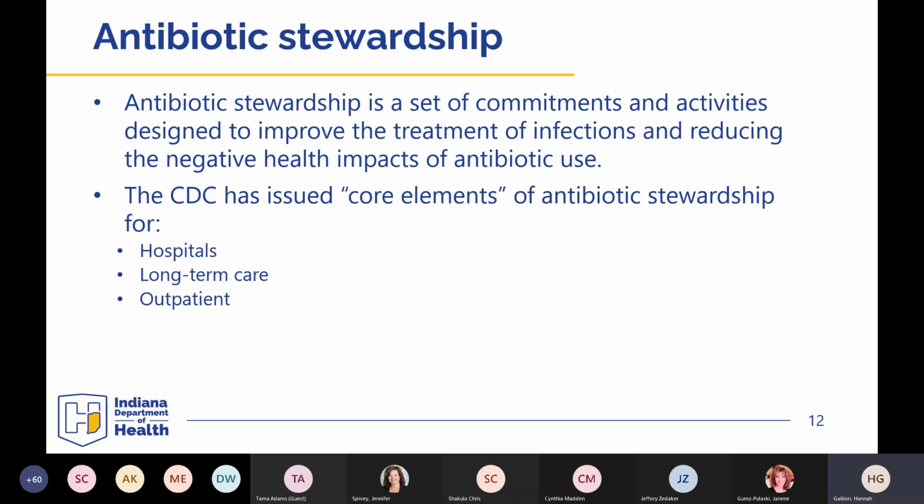The core elements lay out the primary necessary components of a successful antibiotic stewardship program. For hospital programs, the core elements include leadership commitment, accountability, drug expertise, action, tracking, reporting, and education. The CDC also has additional implementation guidance for small and critical access hospitals. Both core elements and implementation guides can be found on the CDC website. Please feel free to reach out if you have additional questions about antibiotic stewardship.